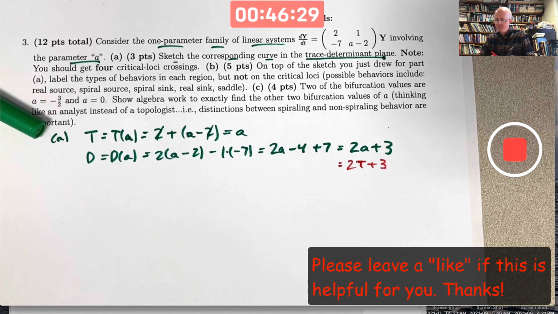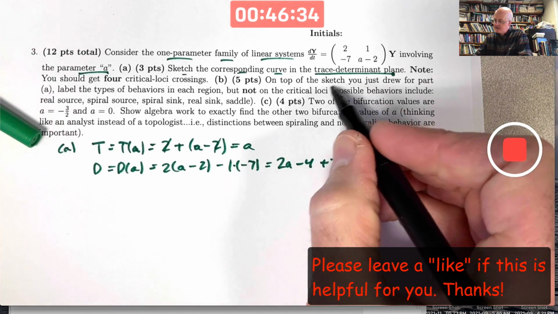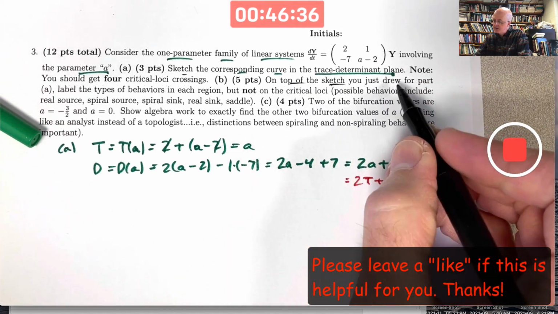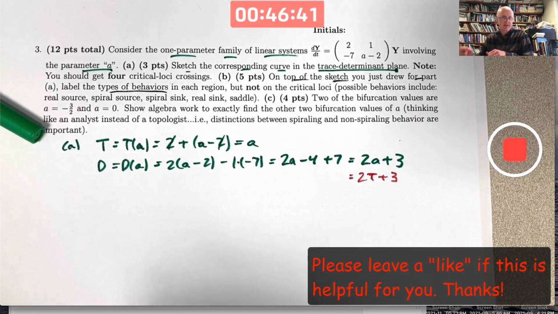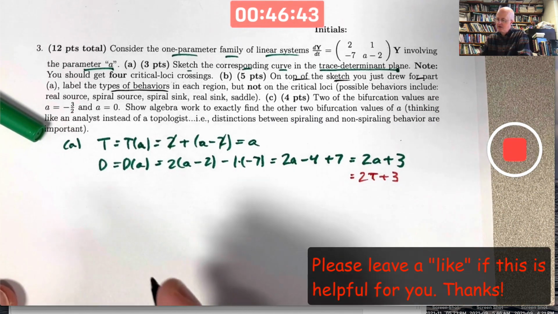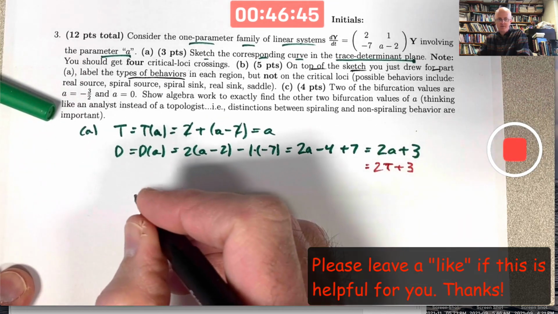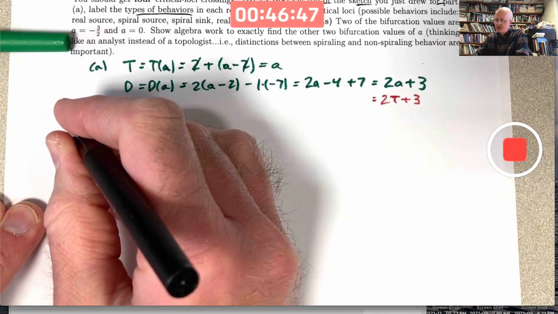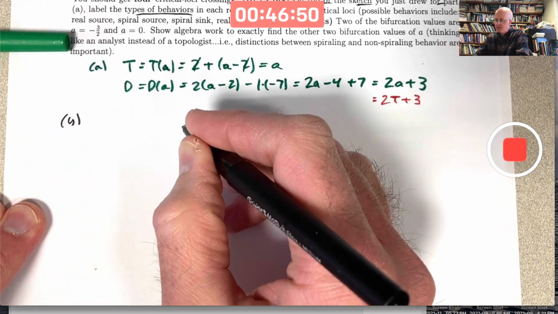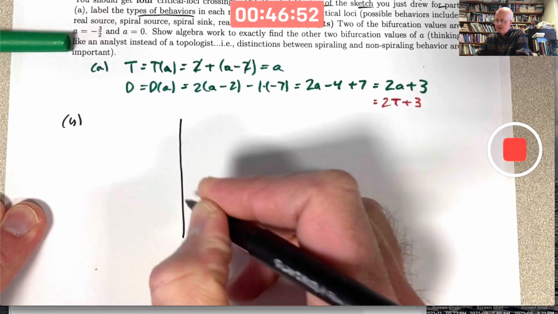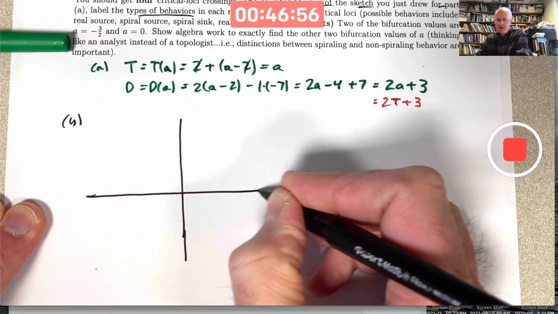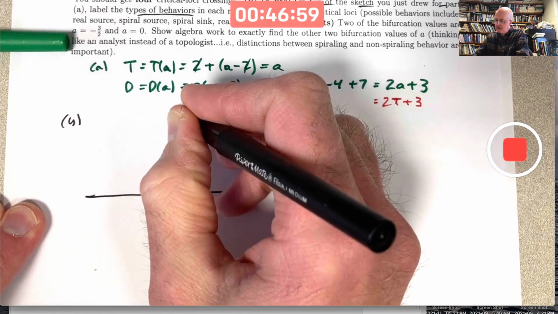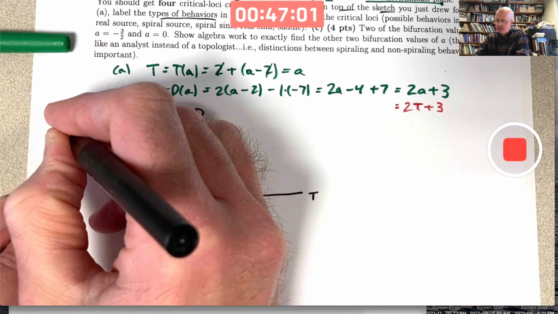Here's what I mean. So the trace-determinant plane. By the way, in part B, we're going to sketch on top of that different types of behaviors, like sink, source, saddle point, that kind of thing. So I'm going to make my picture fairly large here for part B. I'll include part B as well, I guess is what I'm saying. A fairly large trace-determinant plane, TD. So this is A and B.